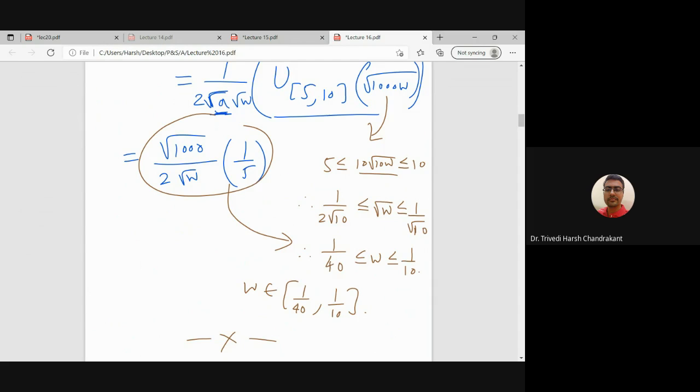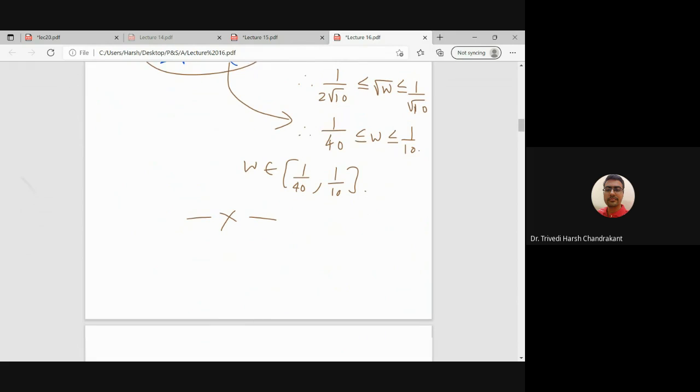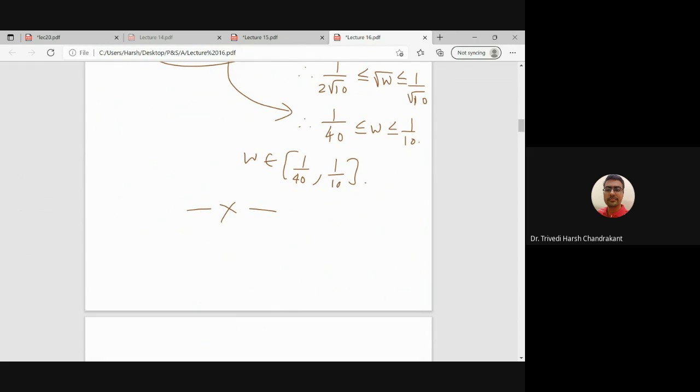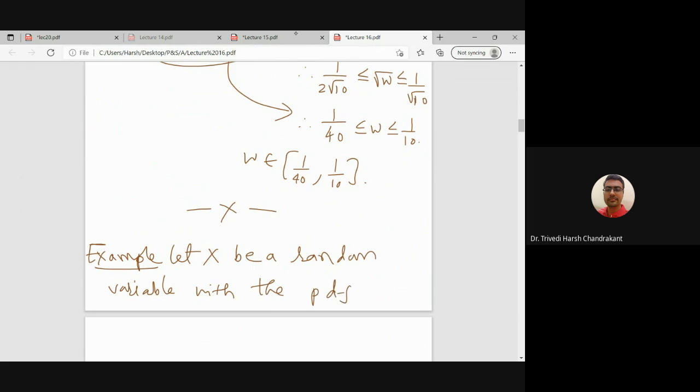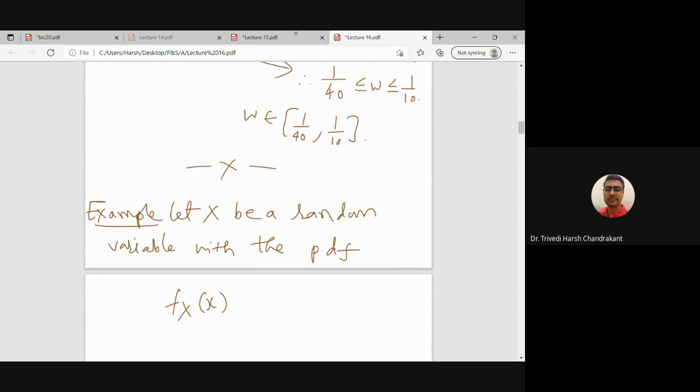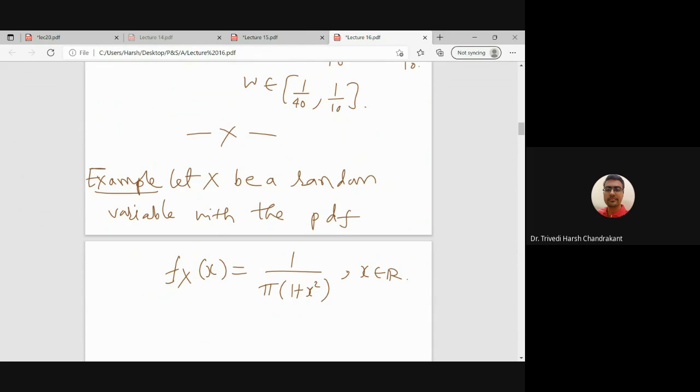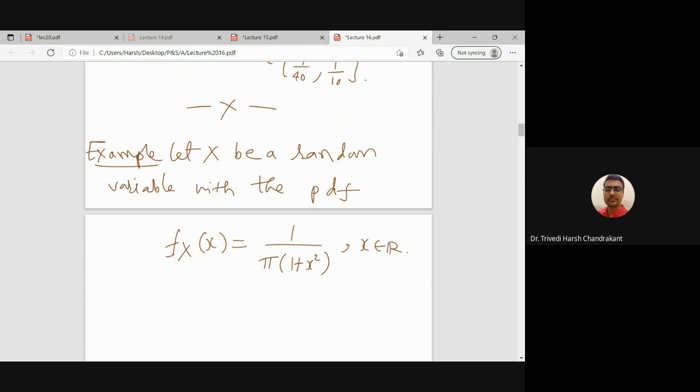Okay, so let us take one more last example before we stop in today's class. We want to introduce a Cauchy random variable. So let X be a random variable with the probability density function given as f_X(x) equals 1 upon pi (1 plus x square), where x is a real number. So we say that X is a random variable with this probability density function.